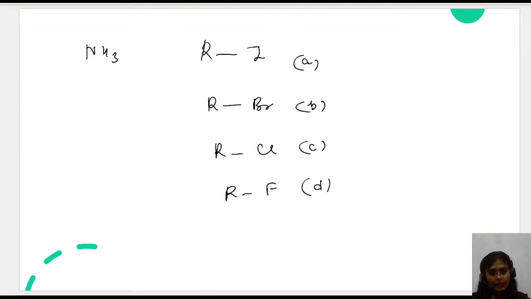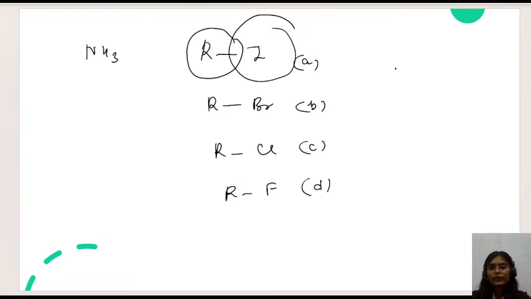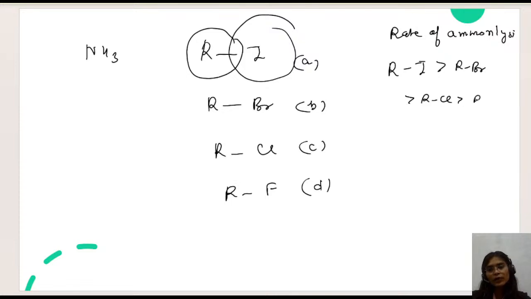Of course, iodine, right? Why? Because it's a kind of substitution reaction. We discussed this so many times in nucleophilic reactions: RI, why? Because iodine is large in size and R is smaller in size. So what is the order of the rate of the reaction? The rate of ammonolysis is RI, followed by RBr, followed by RCl, followed by RF. Okay then, that's it.